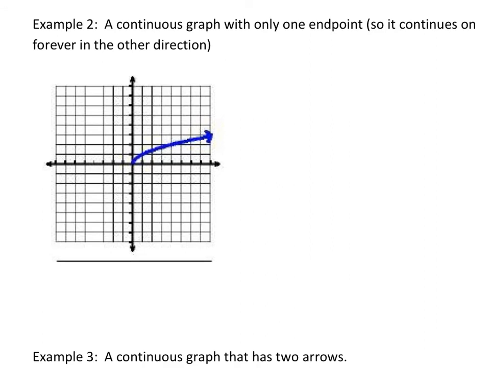Okay, so now let's look at example 2. And this represents a continuous graph with only one endpoint, and so it continues on forever in the other direction. So if we're going to look at domain first, and for domain, remember that is our x values, so we're looking from the left side to the right side. Well, on the left side, it's starting over here at 0, 0. And on the right side, it is going on forever on the right side.